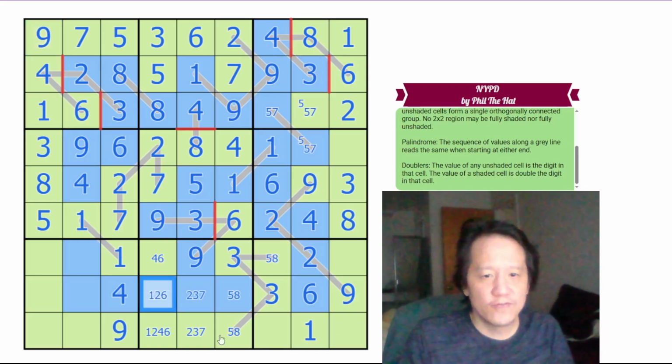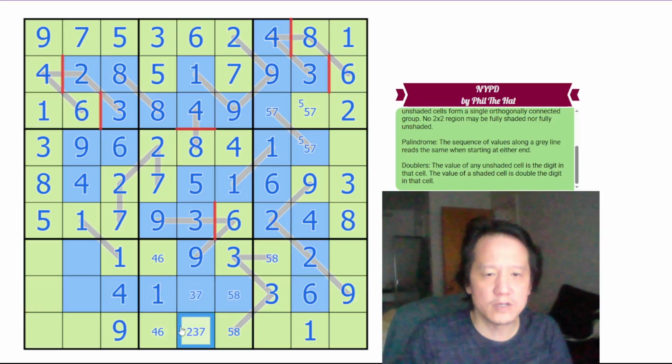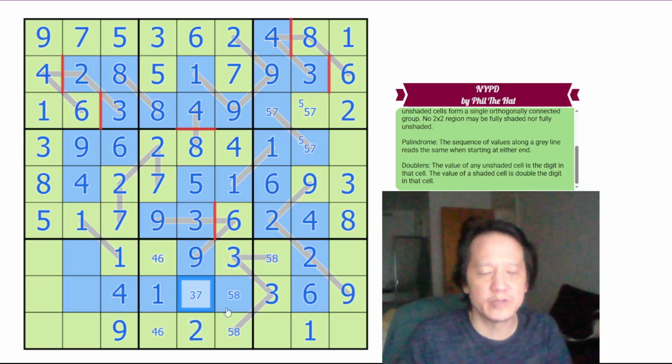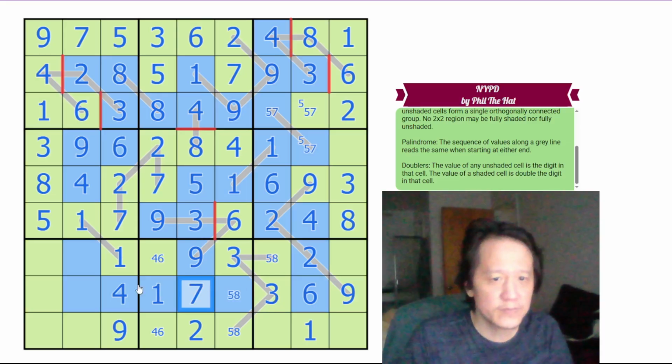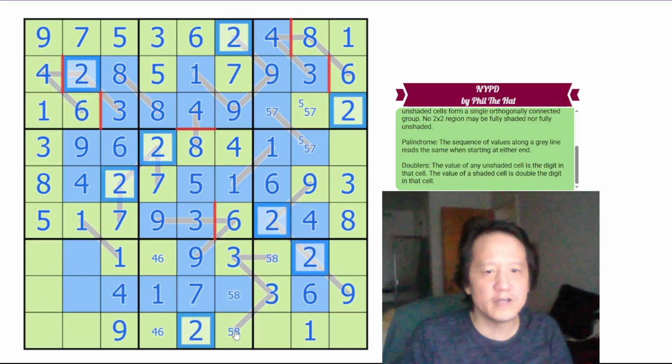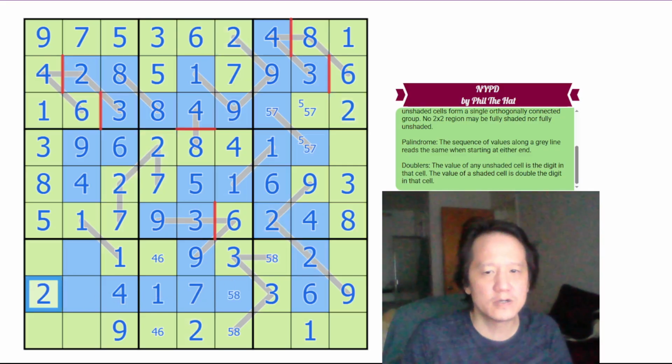This can't be 4. This can't be 1. Where is the 1 in box 8? It must be here. 2 cannot be next to it, so 2 cannot be here or here. Where is the 2? It has to be here. This 3 eliminates 3 here, so that's 7. We should have 8 2s now. We do. We know where the last 2 has to be. It has to be here.